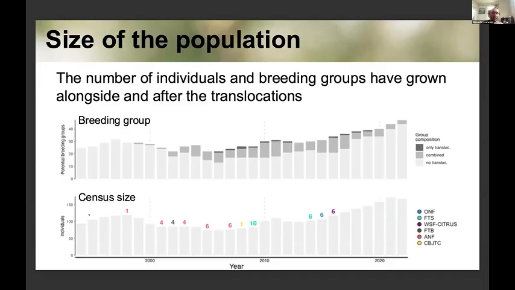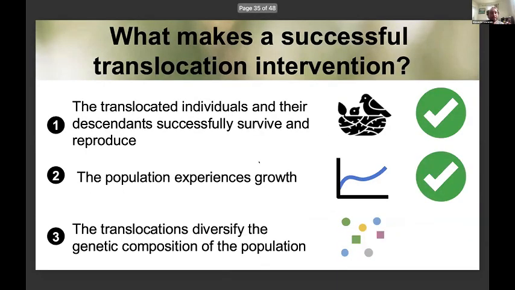What we can see is at the beginning, there's a slight, kind of consistent decline. And then alongside and after these translocations, both the number of territories in the population and the overall number of individuals, the census size, has consistently increased. And so this is really exciting to see and pretty clearly supports the second criterion that I laid out here.